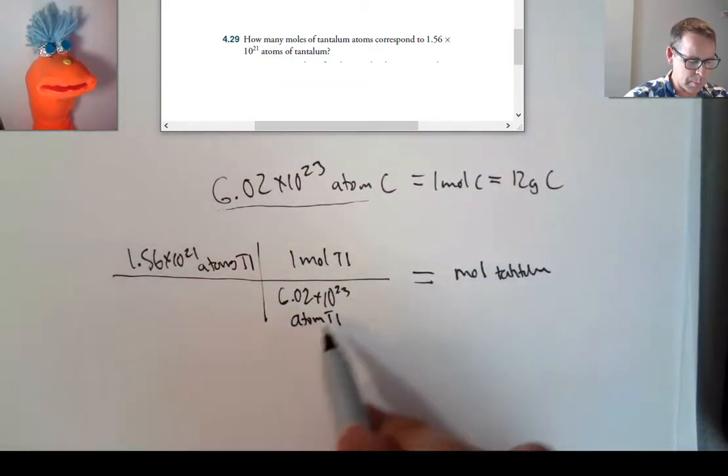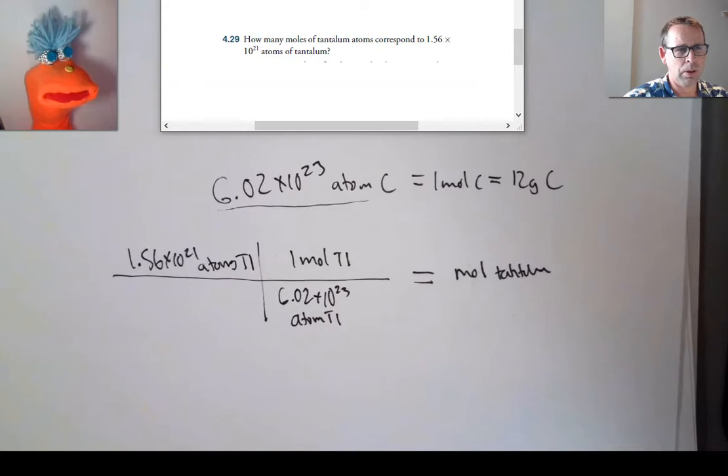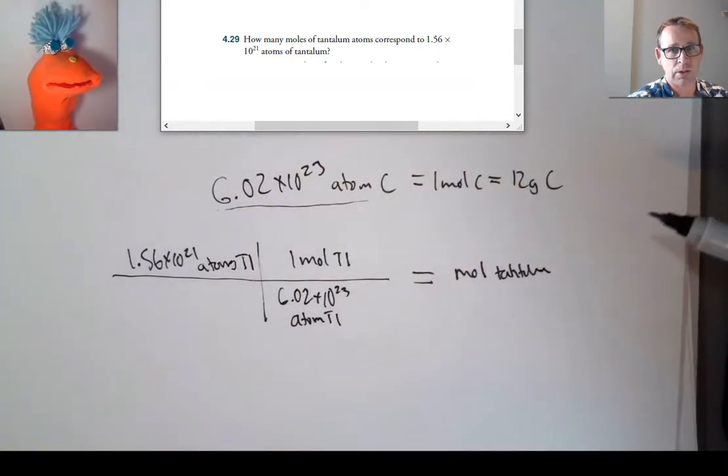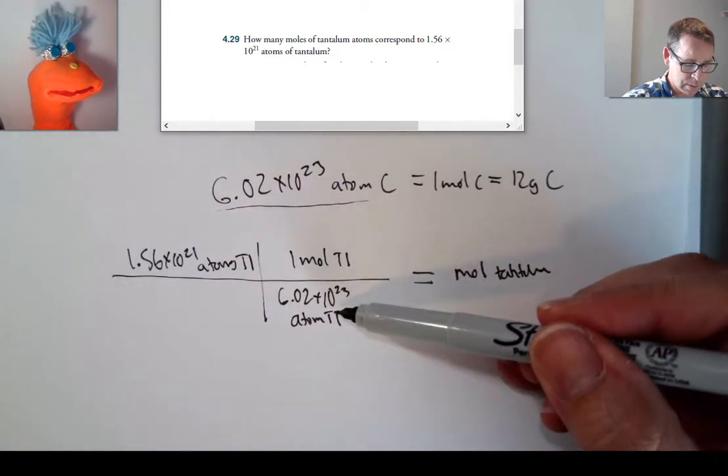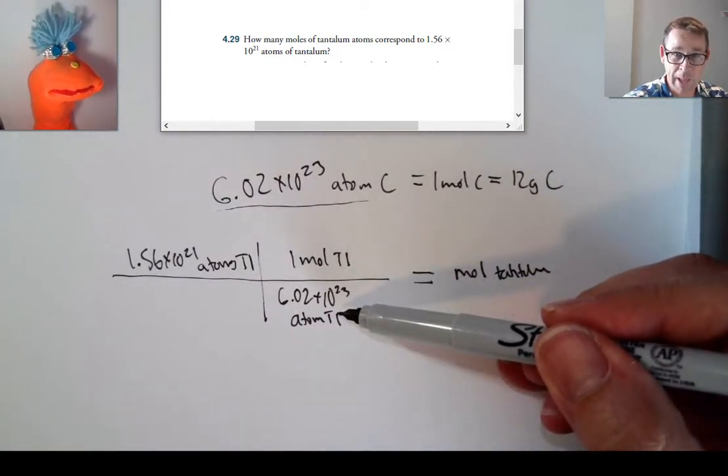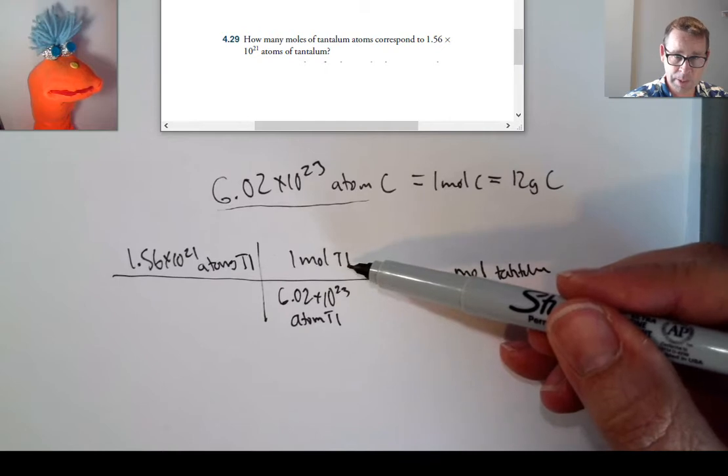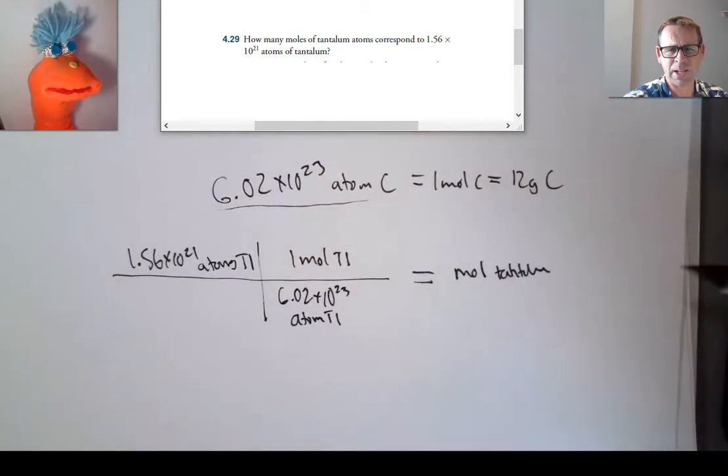So we use this. Do you remember what you call that? You mean like a conversion factor? That's right. It's a conversion factor. It's telling us how many atoms of tantalum there are in a mole of tantalum. Okay? And that could be, you know, anything.